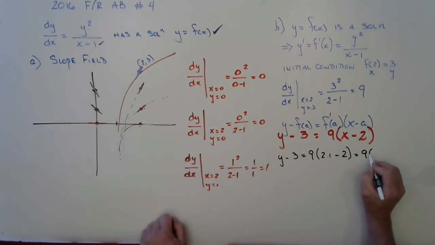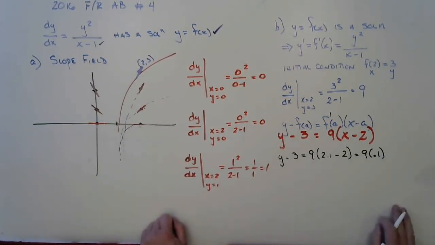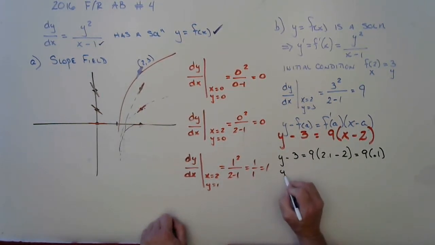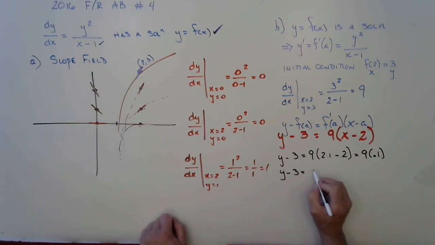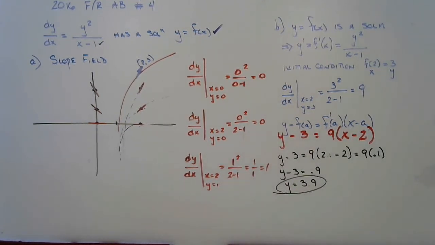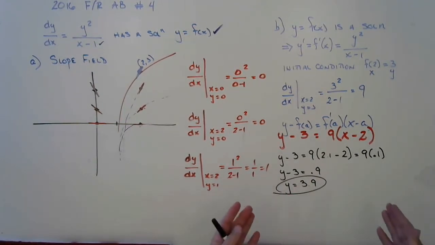This is 9 times 0.1, right? 2.1 minus 2. So we have y minus 3 equals 0.9. We move the 3 over, and we get y equals 3.9. All right? Now, if you're thinking to yourself, that looks a lot like linear approximation, it's because that is linear approximation. This is how they asked in 2016 for us to do linear approximation.